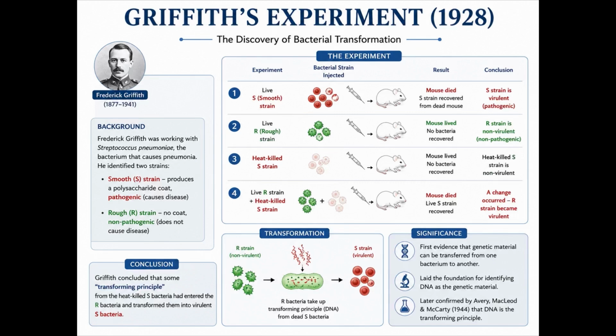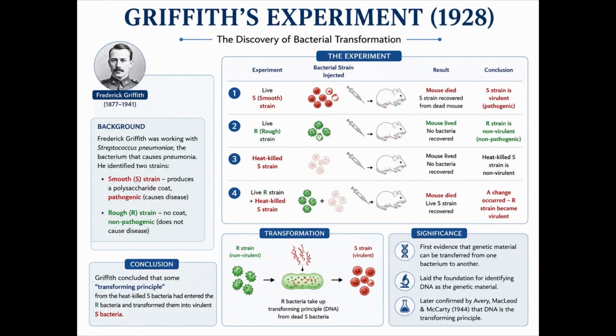So here Griffith concluded that some transforming principle from heat-killed S bacteria had entered the R bacteria and transformed them into virulent S bacteria. So here the transformation is where the non-virulent R strain took up the transforming principle from dead S bacteria and turned into S strain that is virulent.